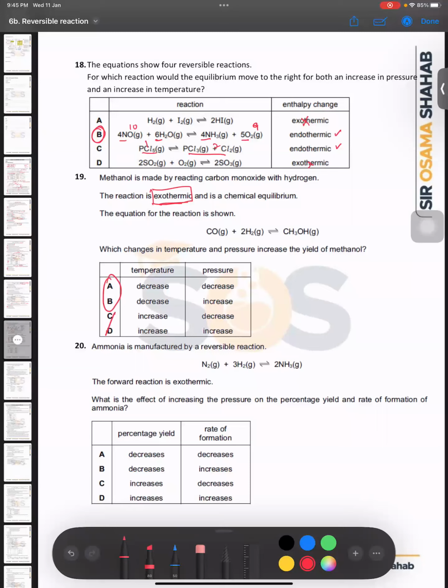Definitely these two cannot be the right answer, right? And then you can see this, we have 1 mole over here and over here we have 3 moles. So definitely increase in pressure would do this. So the right answer will be B.